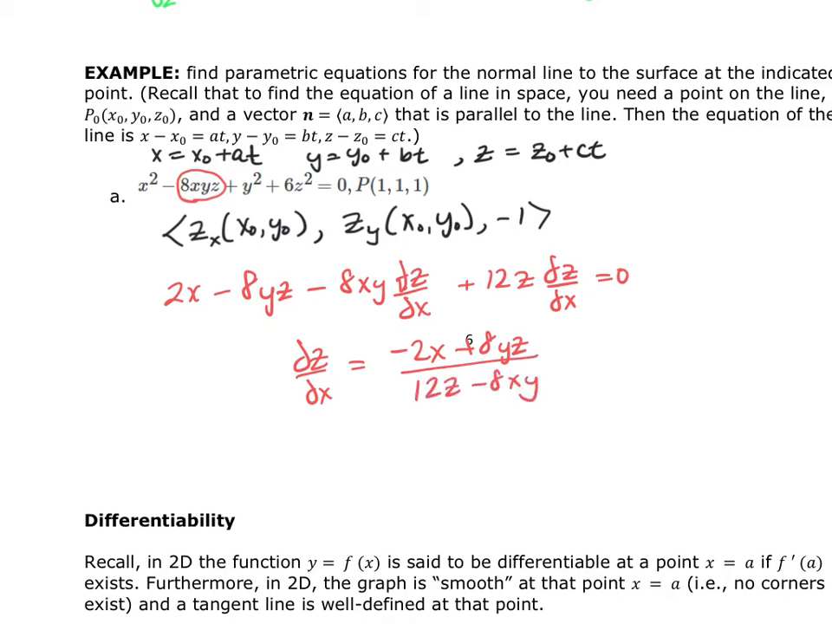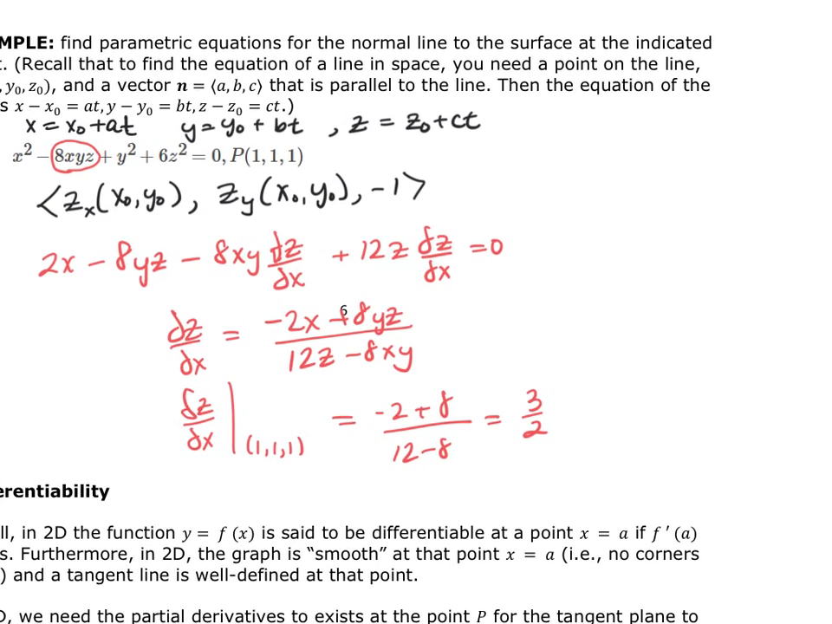Now I'm going to evaluate this at the point 1, 1, and 1. And so this is going to give me negative 2 plus 8 over 12 minus 8, which gives me 3/2.